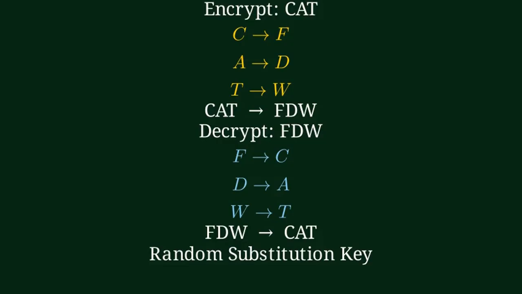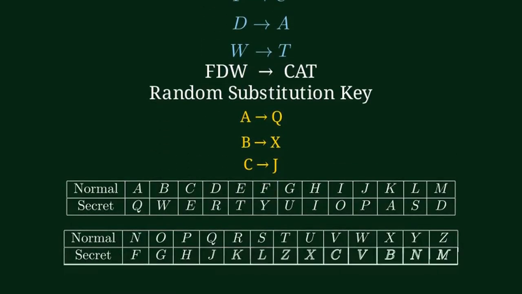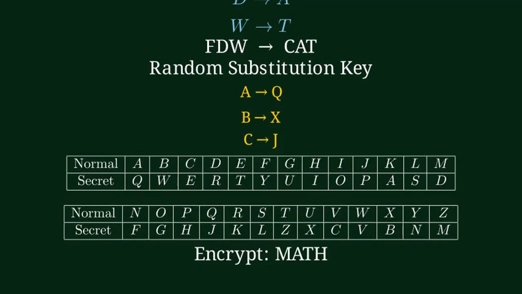Here is a full example of a random key. The top row is the normal alphabet, and the bottom row is the secret alphabet. Let us encrypt the word math using this random map. We look up each letter one by one.